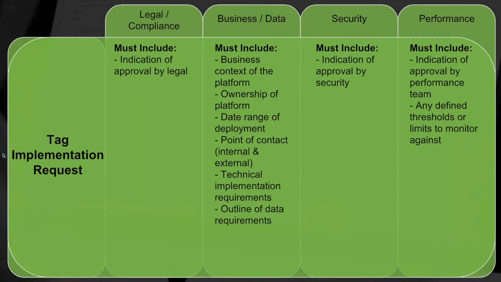Most of the implementation request, the responsibility here lies with the business team or the analytics data team. They need to be including the business context for the implementation of the platform, and ownership of the platform, both internally as well as externally. Who is that point of contact? Who should be contacted when something goes wrong with this particular platform? You want to include the date range of deployment. Everything should be time boxed.